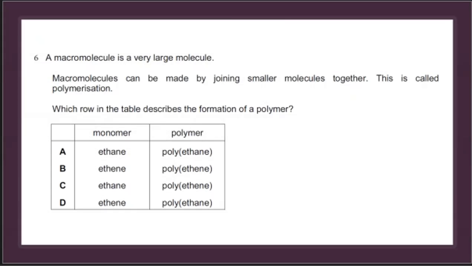All right, question 6. A macromolecule is a very large molecule. The word macro means large. Macromolecules can be made by joining smaller molecules together, and this is called polymerization. Which row in the table describes the formation of a polymer? So this is the same question I asked you, except the wording of it is different. What is the answer that you're going to come up with? 30 seconds, guys.